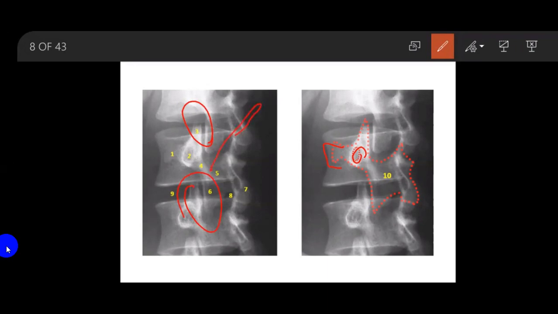The most important thing, which is number 4, okay? Number 4, over here, demonstrates what we call the pars interarticularis. So this part, the neck of the Scotty dog, is the pars interarticularis. So having a Scotty dog over the X-ray, which is the normal, okay?